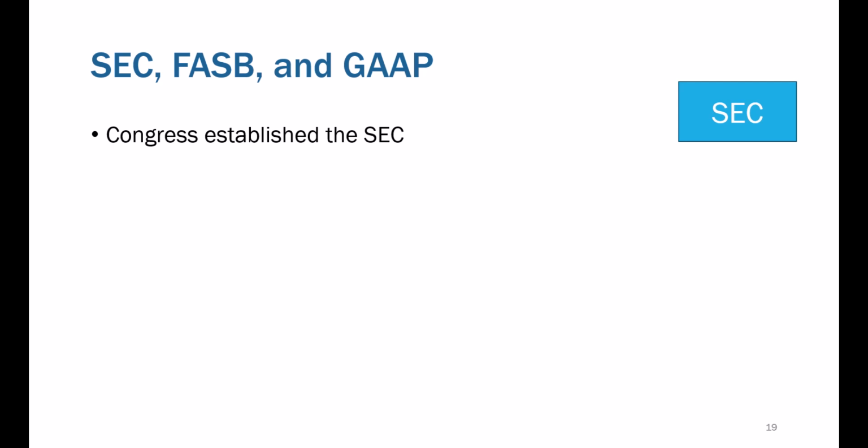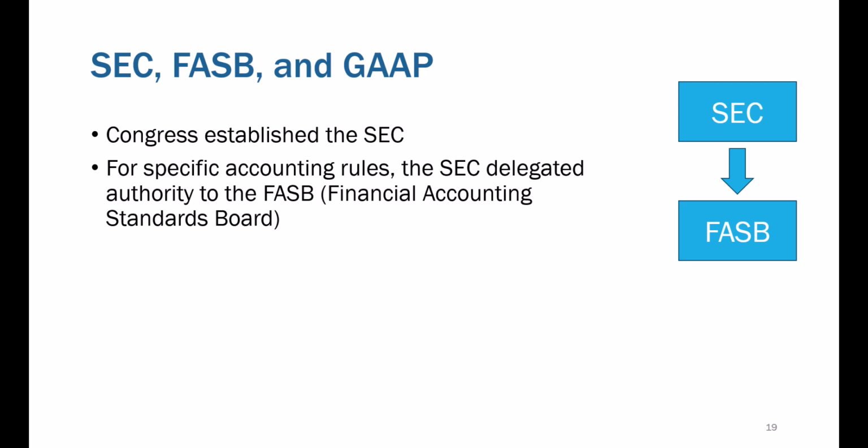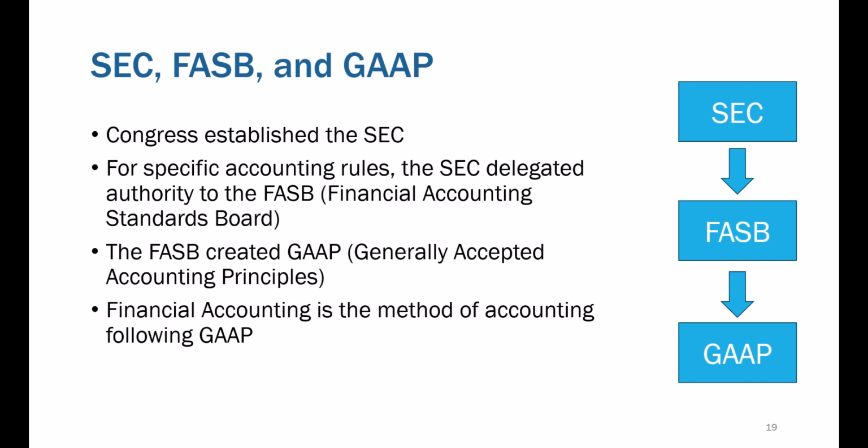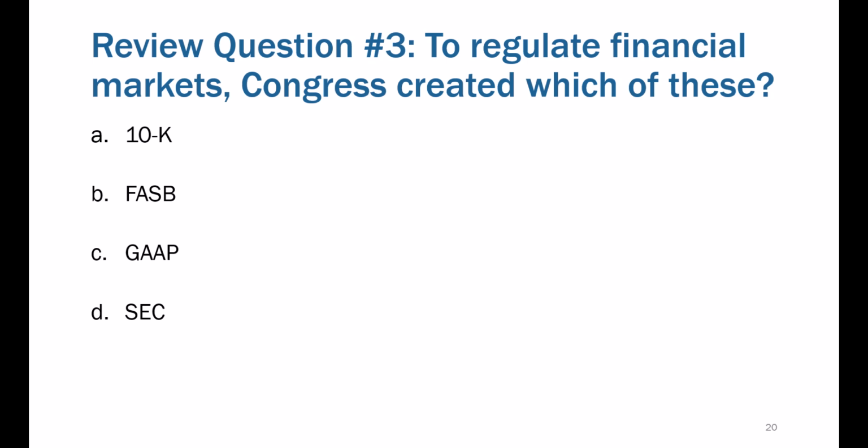Now, the SEC, as we said, Congress has established the SEC, but then they said, you know what, we've got to do a lot of different things, so we need a group who's just going to focus on financial accounting rules. Well, they established the group called the FASB, and then the rules created by the FASB are GAAP, Generally Accepted Accounting Principles. So the SEC, that's a government agency. It has employees. FASB is a group of individuals. That's employees. GAAP is not employees. Those are actually rules. And financial accounting is the method of accounting followed by GAAP.